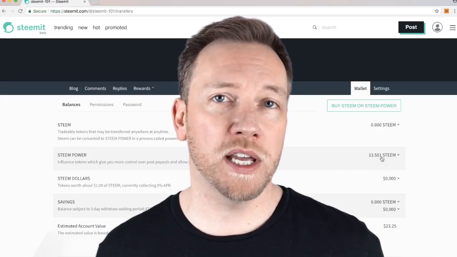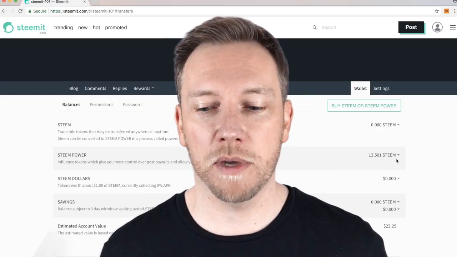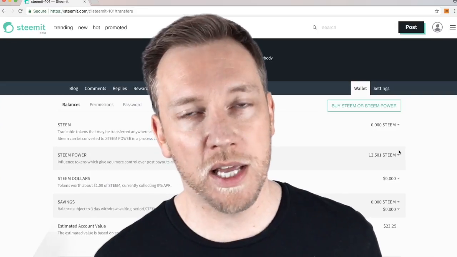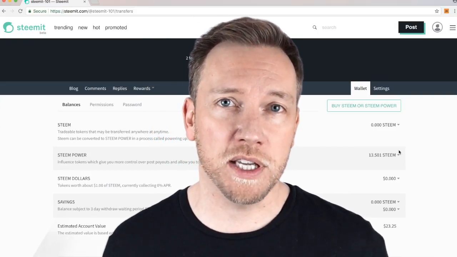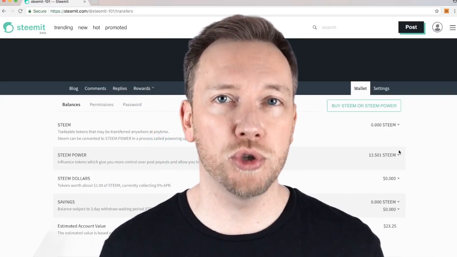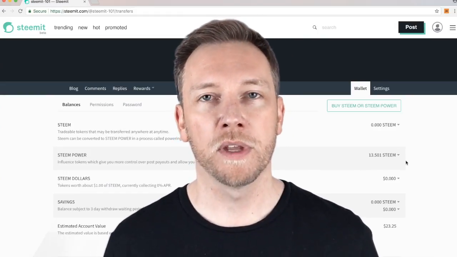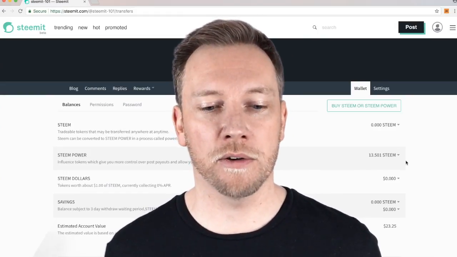So if Steem was trading at $2, you would get 1 Steem in your Steem Power. If Steem was trading at 50 cents, you would get 4 Steem, right? Because 4 Steem would equal $2 worth of Steem, okay? So that is basically how it pays out.